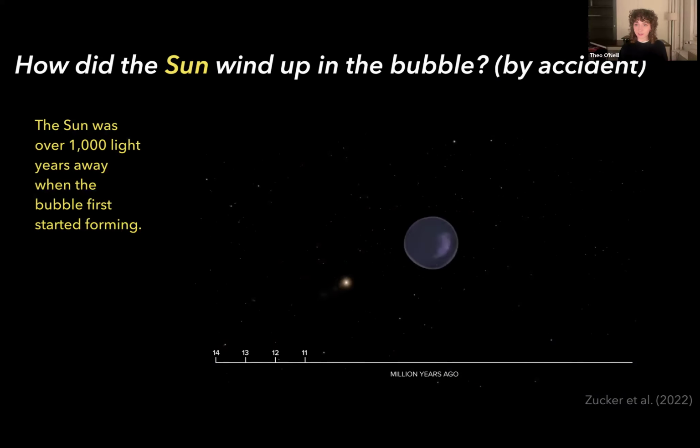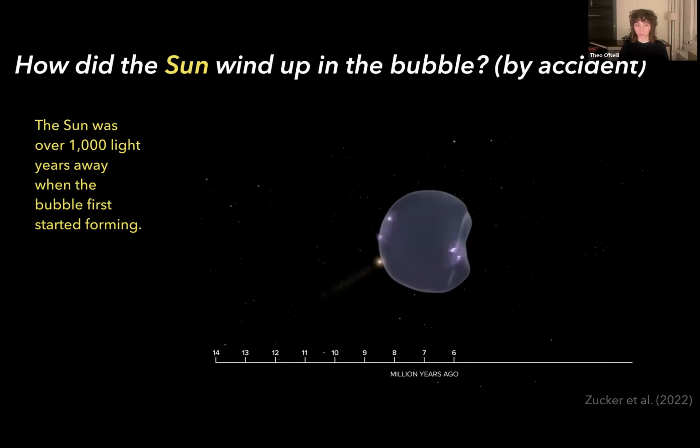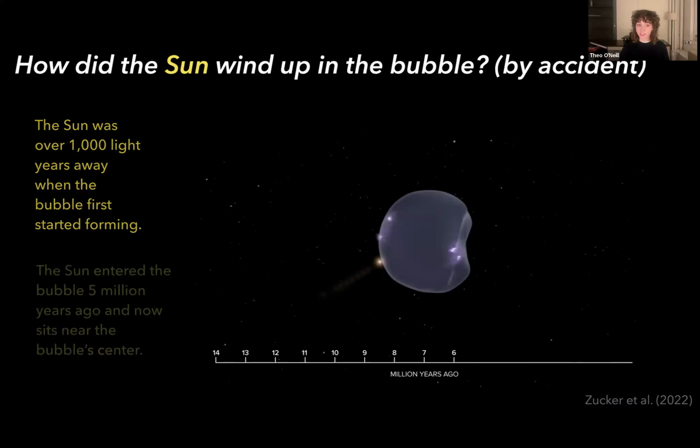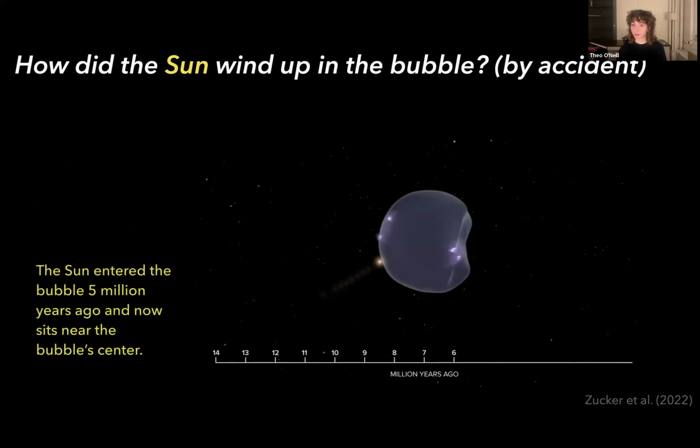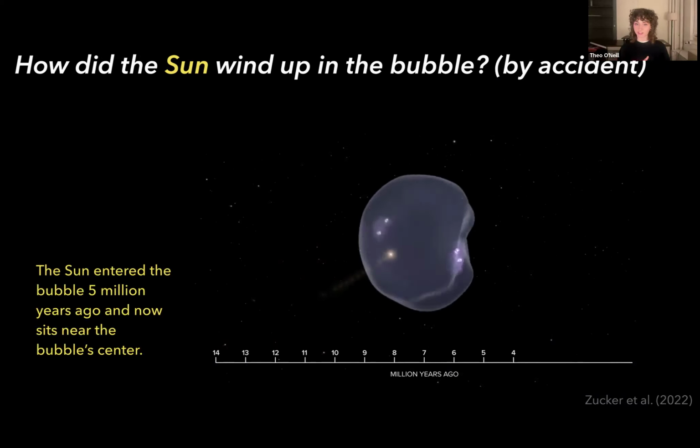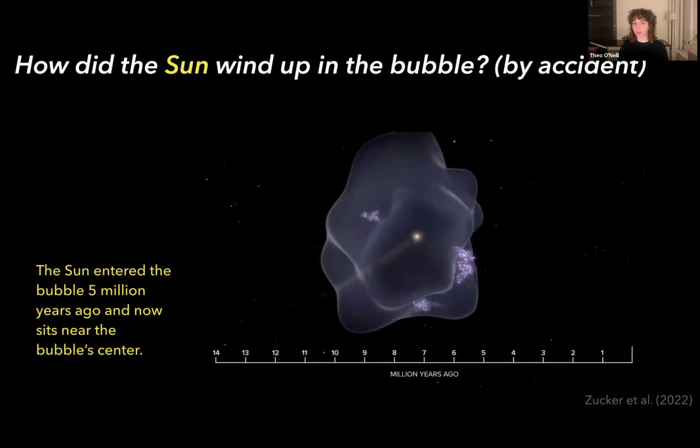So as we reconstruct our own sun's motion through the Milky Way over this time period, we find the sun probably entered the local bubble about 5 million years ago, passed through that swept up shell of dust and gas, and now in the present day, just by luck, happens to sit near the local bubble's center. So it's really a remarkable accident of timing that in the present day, we happen to have this privileged position, this privileged view of the interior of a bubble.